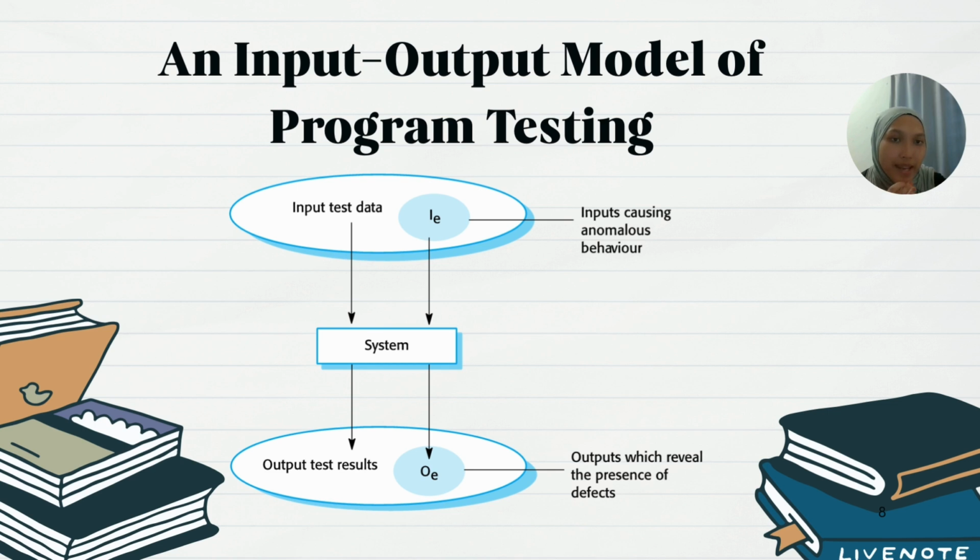The next one is an input-output model of program testing. So, inputs causing anomalous behavior and outputs which reveal the presence of defects. We give input to the system, then observe the output and compare it with what we expect. If the output is wrong, it means there's a defect.